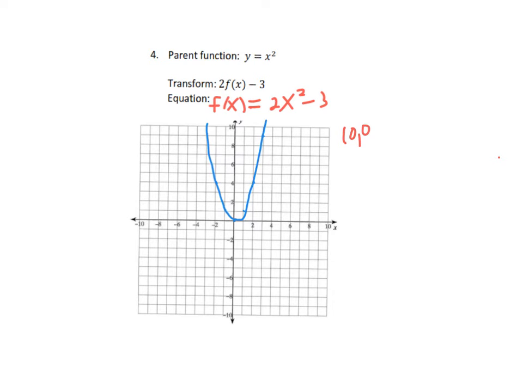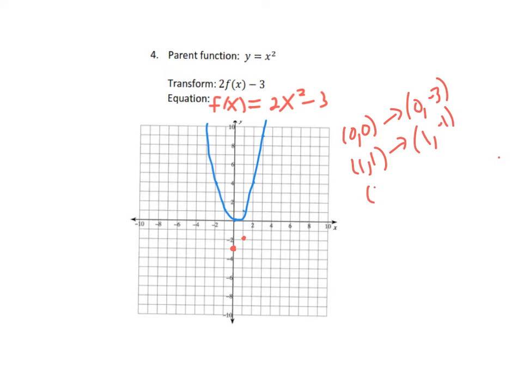So if I do (0, 0), I'm going to see the 0 does not change. The input's not going to change. My output 0, though, I'm going to double it. 2 times 0 is 0, and subtract 3. So my new vertex is at (0, -3), right here. Then the point (1, 1) in the original parent graph, again, the input's not going to change, but my output of 1, I'm going to double it, 2, and then subtract 3, and I'm going to have (1, -1).